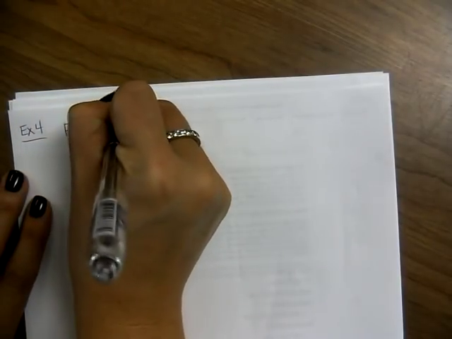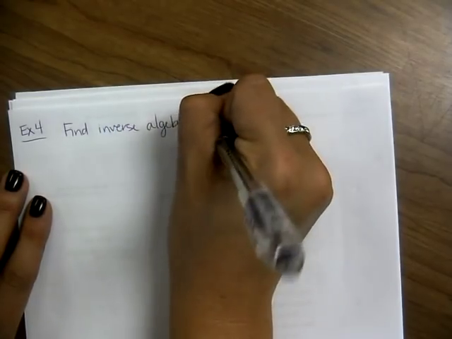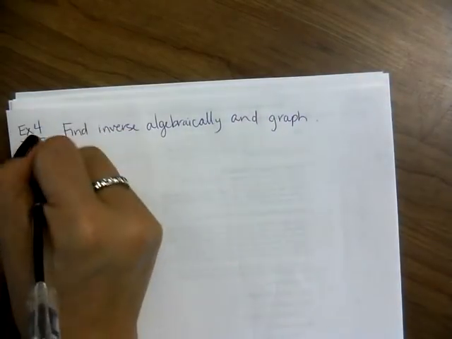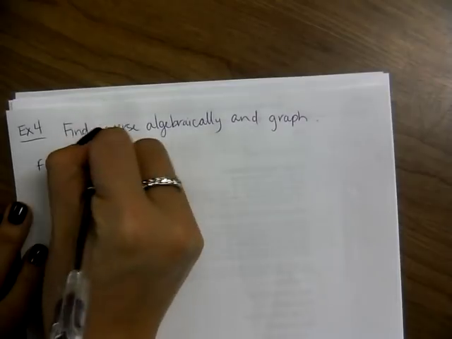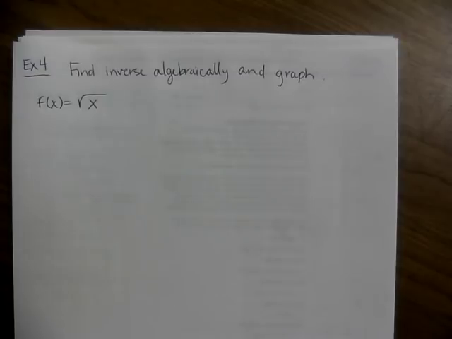You're going to try one now. Same directions: find the inverse algebraically and graph. Let's have f of x equals the square root of x. I want you to do all the same steps we just did. I should see tables, I should see your work for the inverse, I should see a restriction if necessary, and then the graph. I also want you to include that y equals x line on your graph so you can see the reflection.